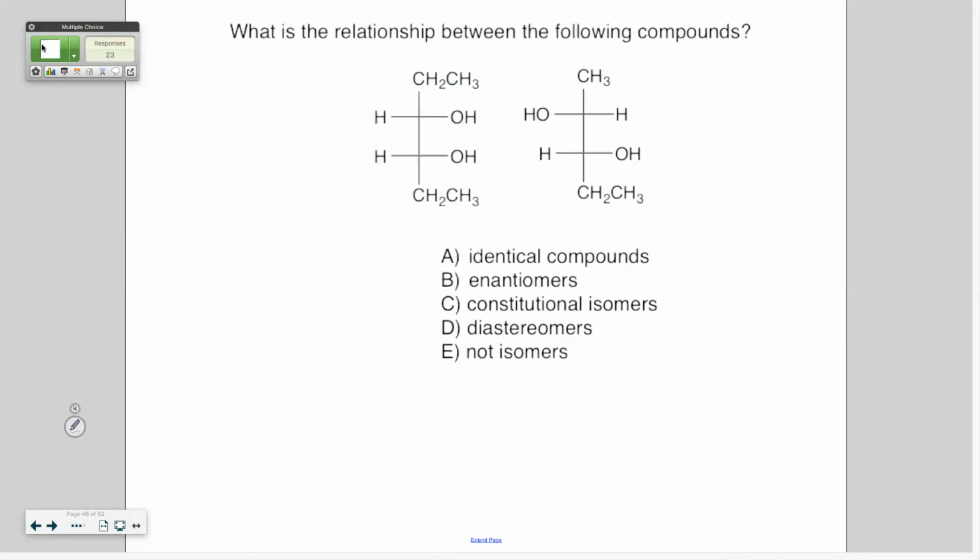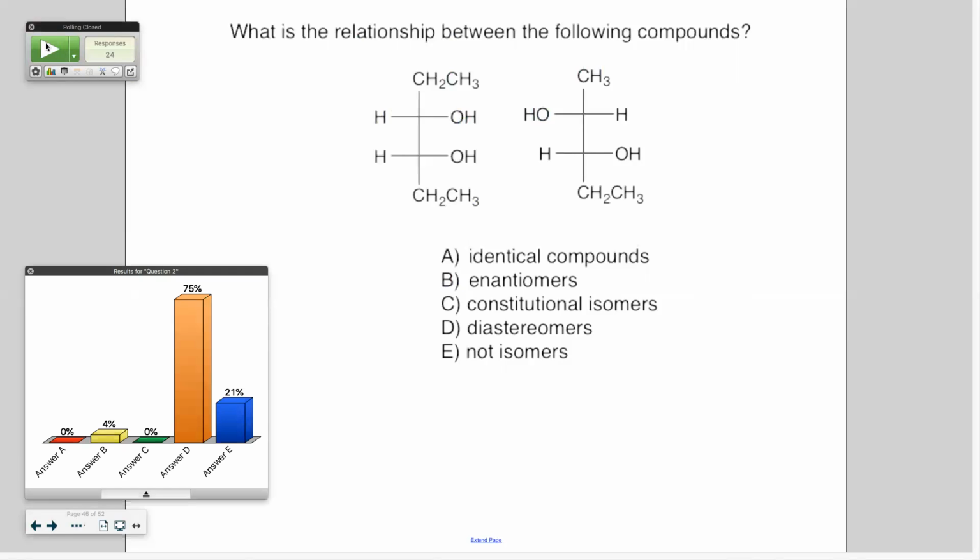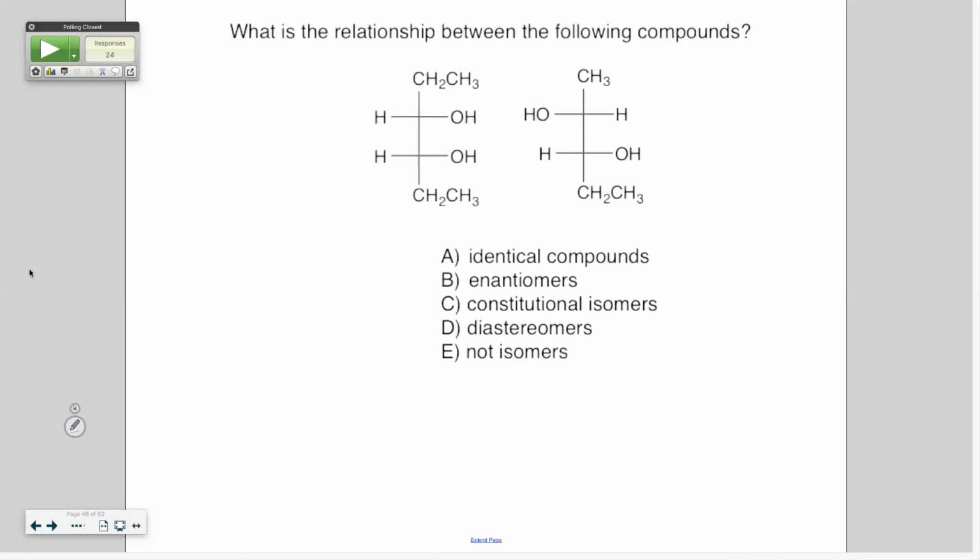I'm up to 23. Yep, it's D. They're diastereomers. Not even the same compound. Oh, you're right. They're not. They're E. I fell for my own question.